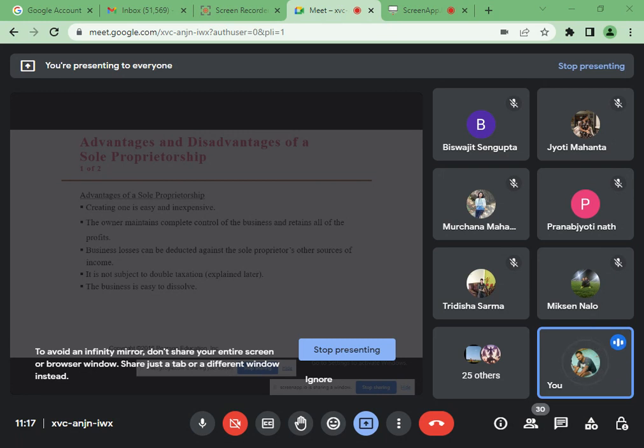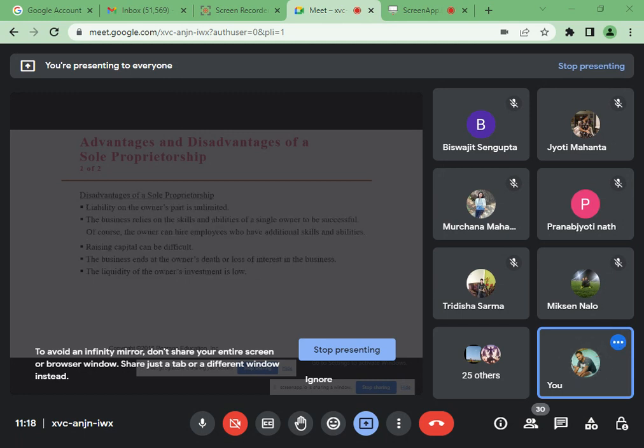So whenever we create a sole proprietorship, it is easy and inexpensive, and the owner of that proprietorship has complete control of the business and retains all profits. If there is a loss also, that can be deducted against the sole proprietor's other sources of income. It is not subject to double taxation. And if there is any dispute also, it is easy to dissolve.